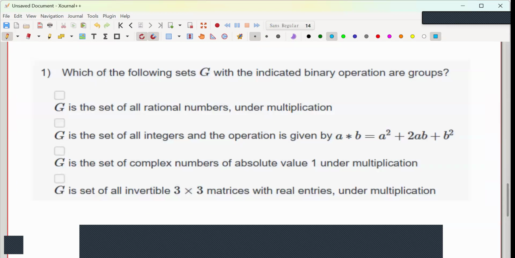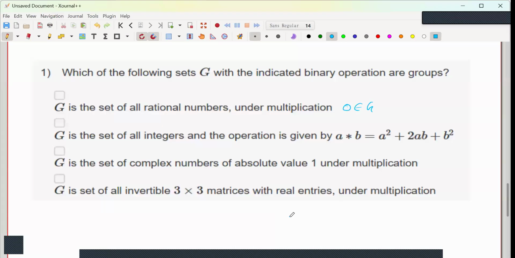Which of the following sets with the indicated binary operations are groups? First one, all rational numbers under multiplication. No, 0 doesn't have an inverse. Good. So 0 belongs to G, but 0 inverse does not belong to G. So this is done, and I will just mark cross here.